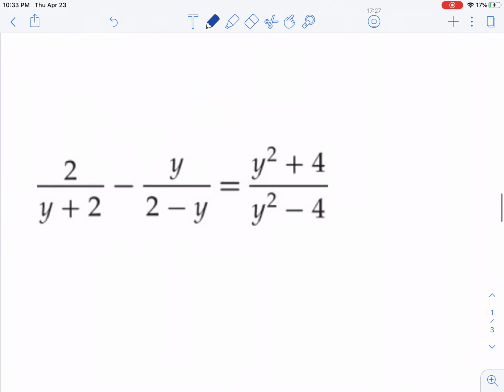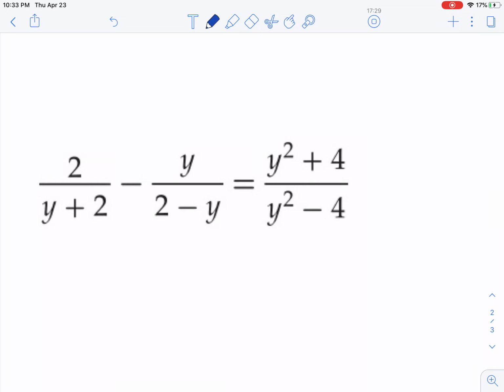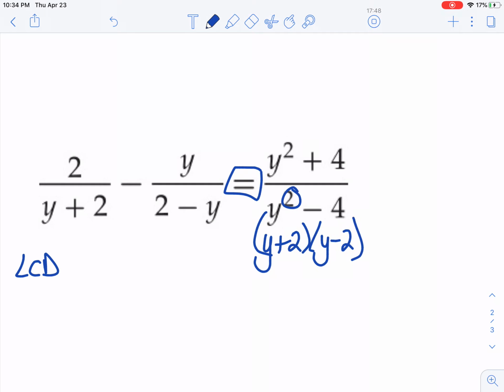Let's go down here where I've got y plus 2 minus y over 2 minus y, and then y squared plus 4 over y squared minus 4. So again, I see an equal sign. I know I got to find the LCD and multiply every term by that. I also see a squared in the exponent, which means I need to factor this. Hopefully we also have the difference of squares, y plus 2, y minus 2.